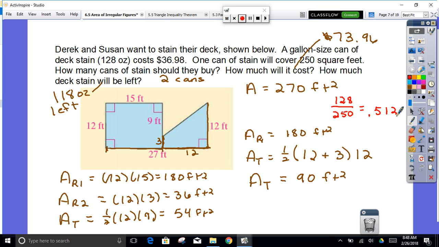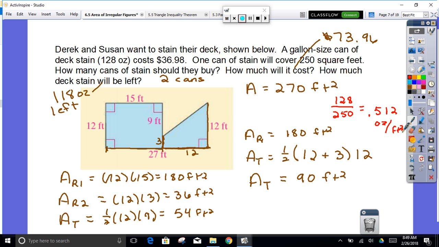How many ounces per foot? Per square foot. Yeah, make sure you specify that. So it's 0.512 ounces for every square foot. So to cover 1 square foot, you have to use 0.512 ounces. And then what did you do? I divided 230 because that's how many square feet were left. And I got 117.76.